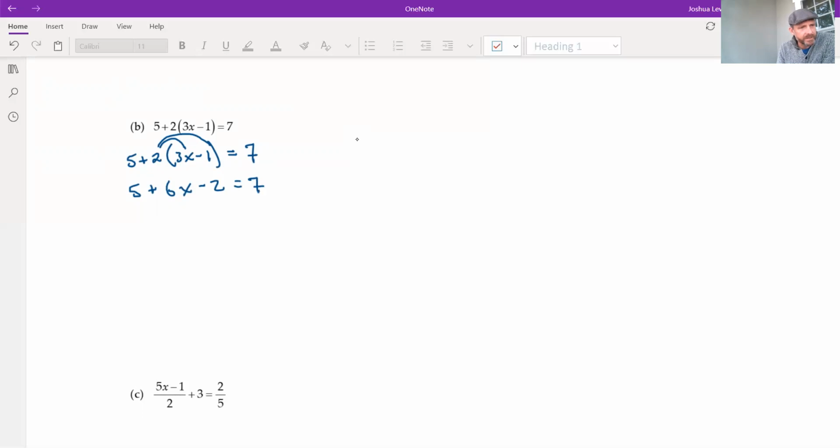We have like terms over here, right? 5 minus 2, that's 3. So 3 plus 6x equals 7. And then I'm going to subtract 3 from both sides. Again, my goal here is just to get my variable isolated. So we have 6x equals 4. Divide both sides by 6. And we've got 4/6, and we can leave it as a fraction. That's totally fine. Just make sure that it's reduced. So 4/6 reduces to 2/3.